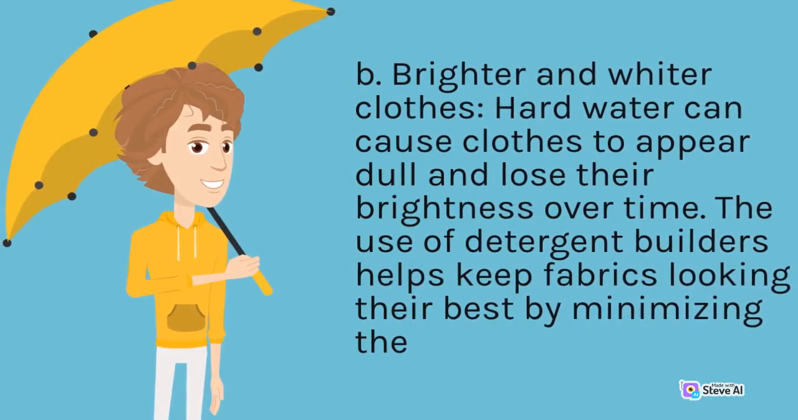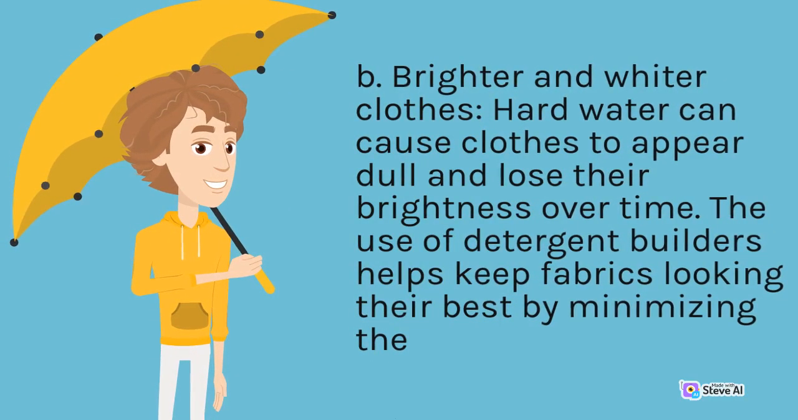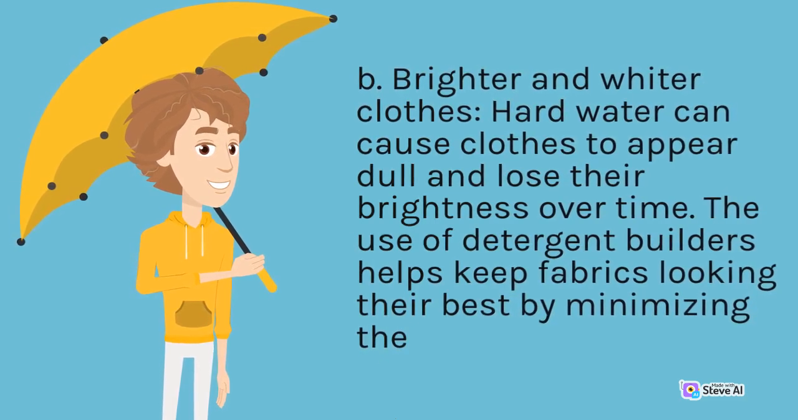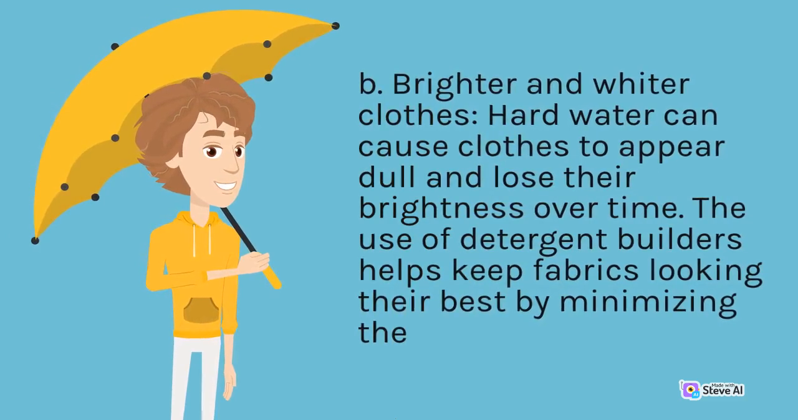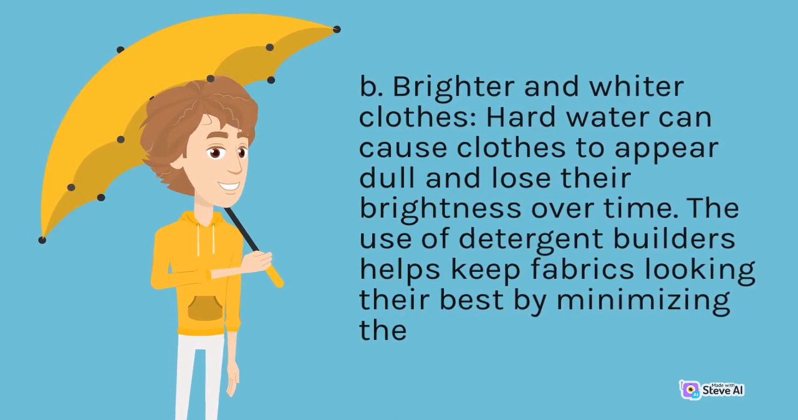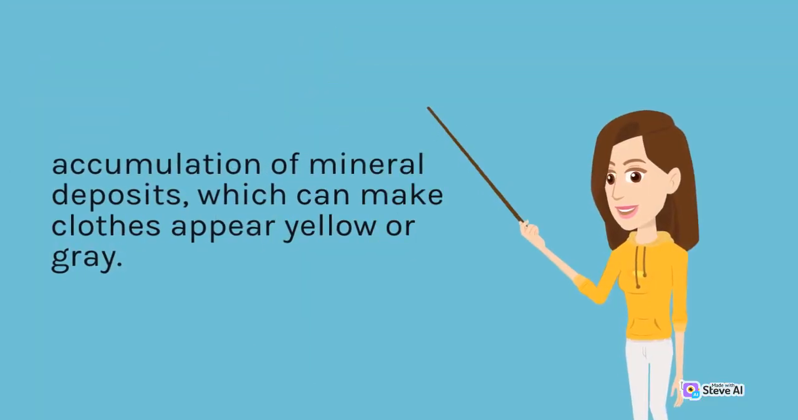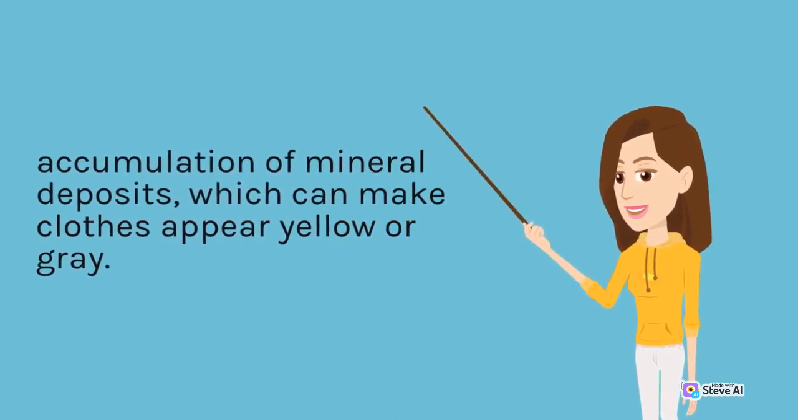B. Brighter and whiter clothes. Hard water can cause clothes to appear dull and lose their brightness over time. The use of detergent builders helps keep fabrics looking their best by minimizing the accumulation of mineral deposits, which can make clothes appear yellow or gray.